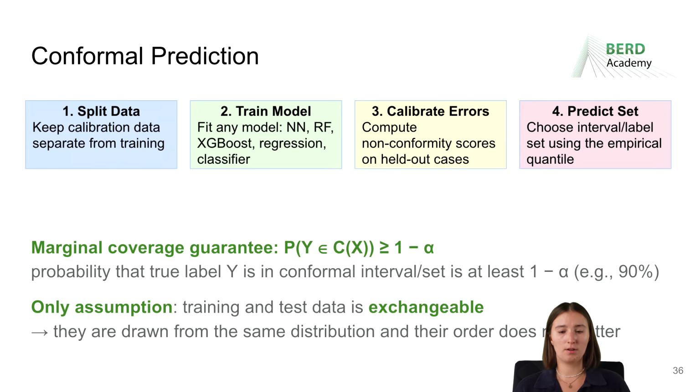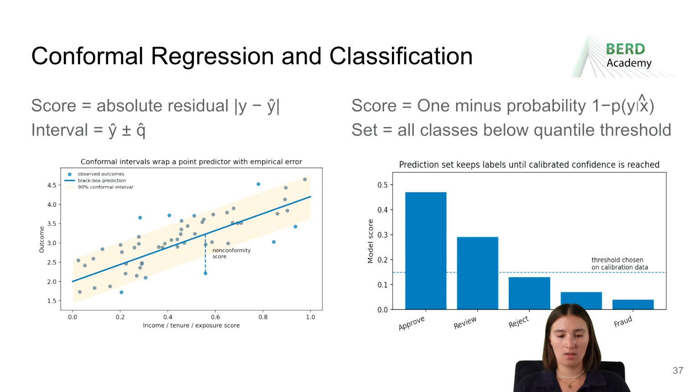Okay, now we can look at how that looks in practice. Here on the left, we have the example for regression, where the non-conformity score could, for example, be the absolute residual. So your true value Y, which you get since you have this calibration set, minus the predicted value.